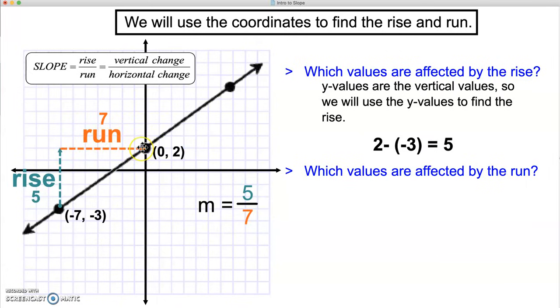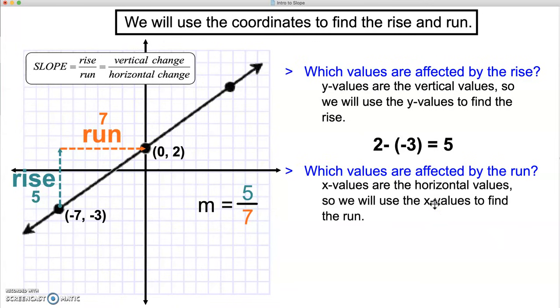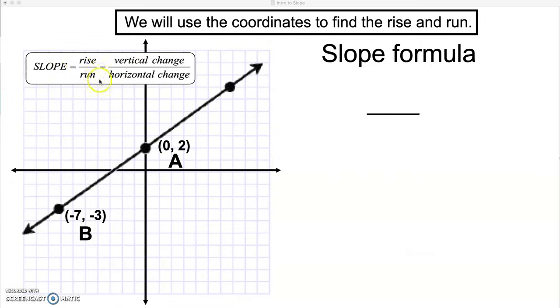How could we find the run of 7? Well, running is a horizontal motion. The horizontal values are our x values. So we can use the 0 and the -7 to find the run. 0 minus -7 is equal to positive 7. From this, we can develop a formula.